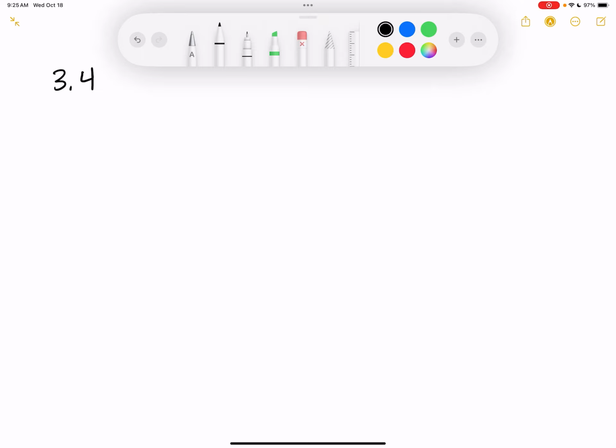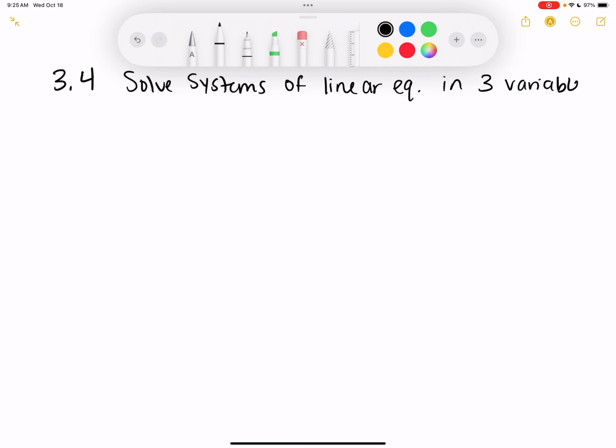All right, 3.4, solve systems of linear equations in 3 variables. So the problems that we've been doing are 2 equations, 2 unknowns. Now we have 3 equations, 3 unknowns. And so the first problems are going to give you an ordered triple, and you're going to take those values and plug them in for x, y, and z and see if it works.